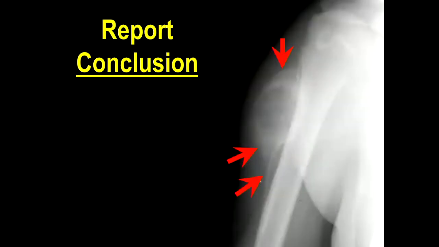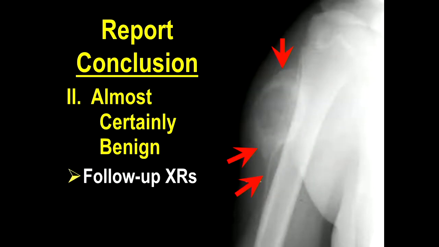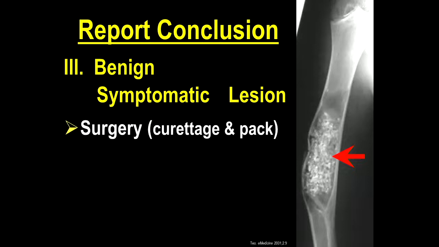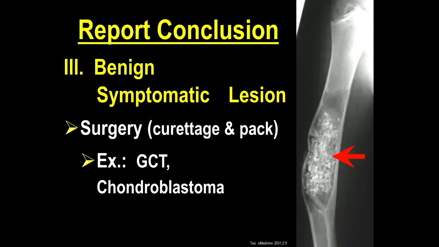Or do we think that it's almost certainly benign? In this category, we might think about doing follow-up radiographs, such as for a case of presumed fibrous dysplasia, or in this case, heterotopic ossification. A third category of report conclusion is that we're dealing with a benign symptomatic lesion. Surgery may be indicated, for example, with curettage and packing of the lesion in patients who have a giant cell tumor of bone, a chondroblastoma, or, as was done here, for a solitary bone cyst. That stippled mineralization within the lesion is not chondroid matrix, but rather the packing material.